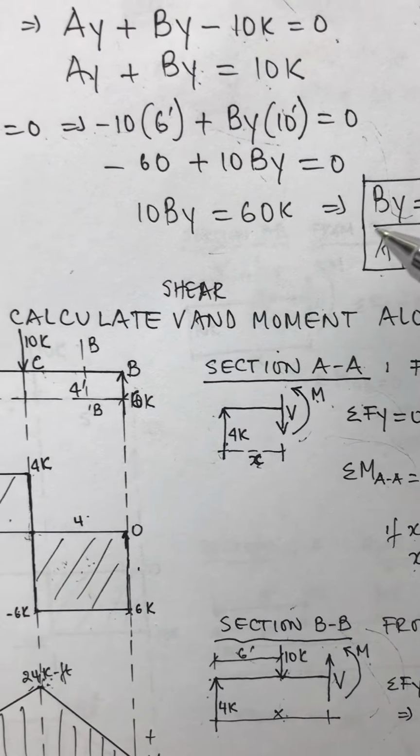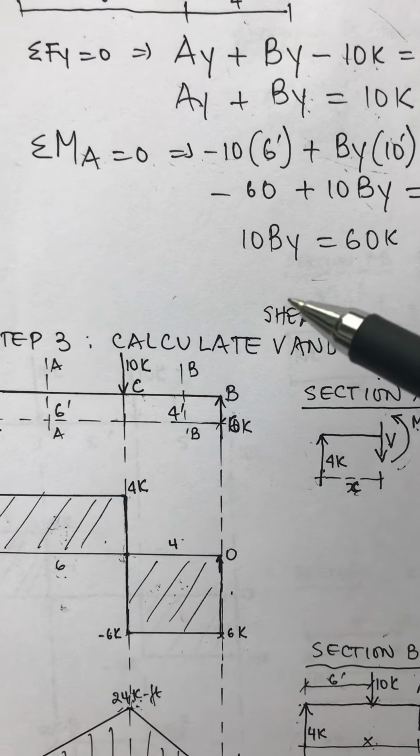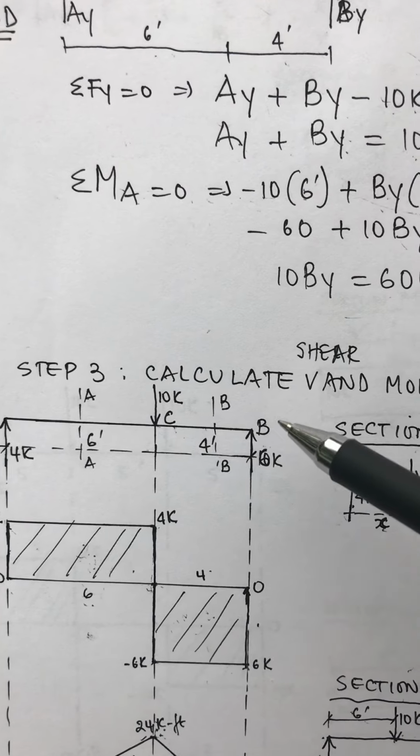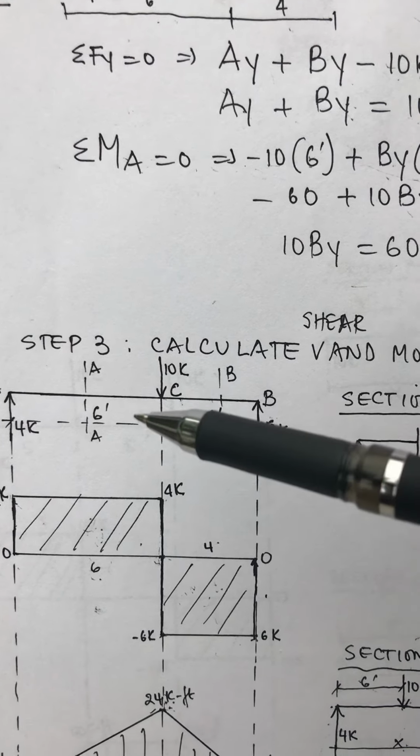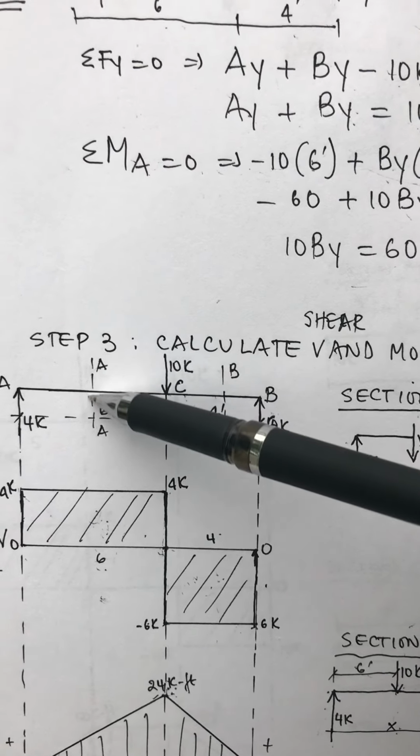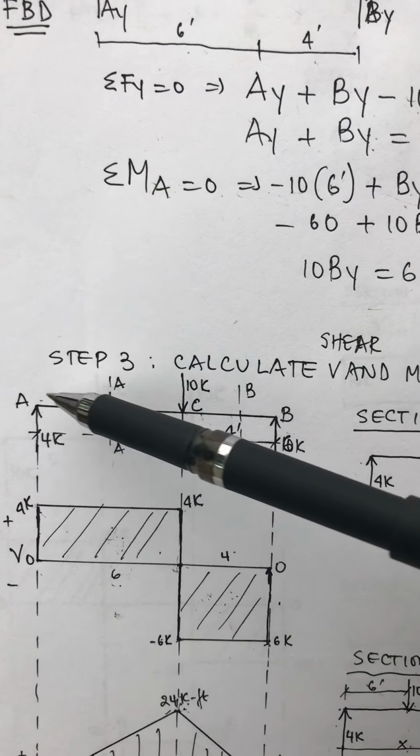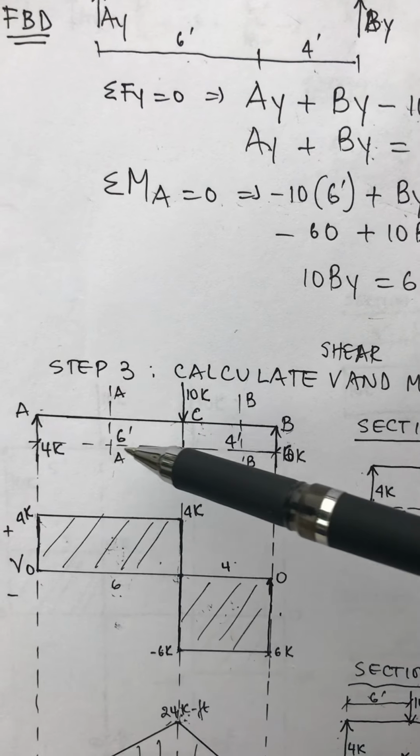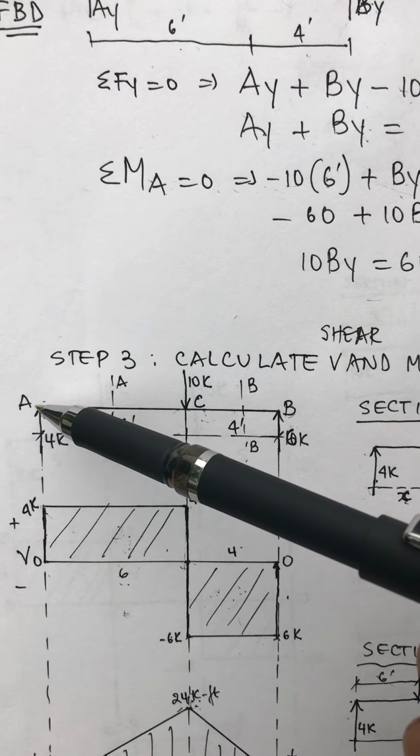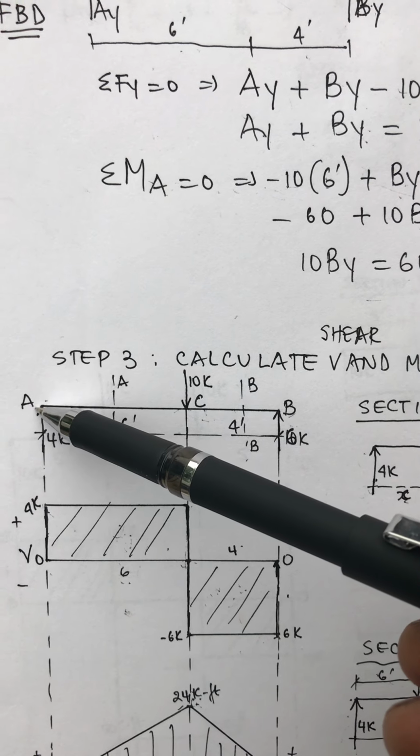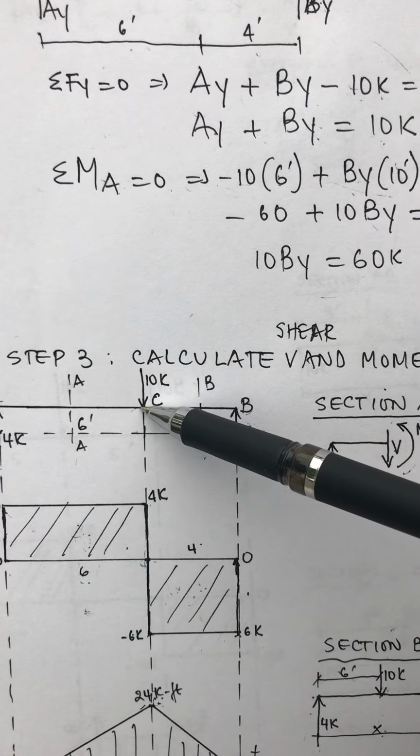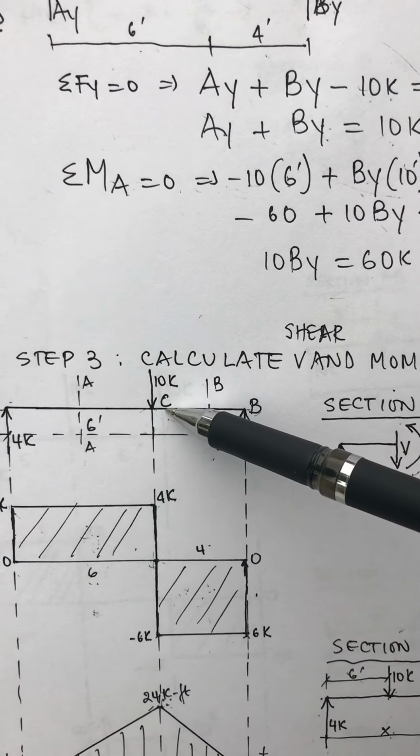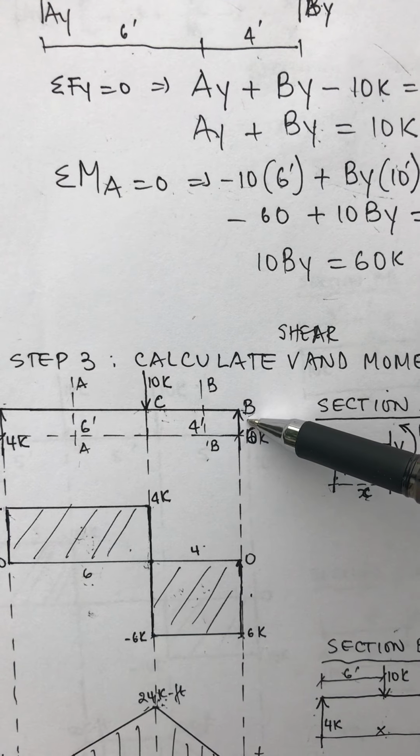Having your reaction forces, now you need to go to step 3 to calculate the shear force and bending moment along our beam. And how do we do that? We do that by making an imaginary cut from A to C, and another imaginary cut from C to B. So we are studying the behavior of the shear and moment from A to C, and then from C to B. It's going to be from 0 to 6, and from 6 to 10, okay?